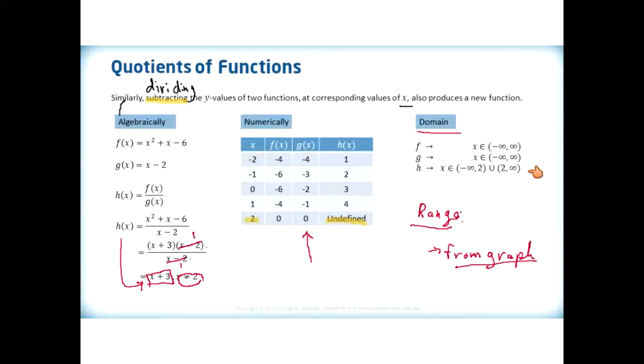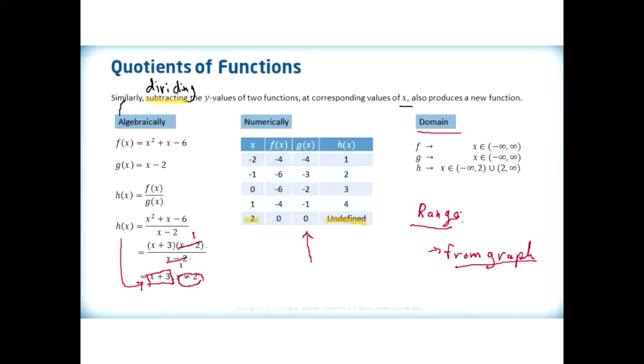For h of x, however, we notice that we've got something funky going on in here. There's some weird stuff somewhere around x equals 2. And it's important for us to understand why that is. Well, we already knew that our graph had a non-permissible value, or a function I should say, had a non-permissible value back at x equals 2.